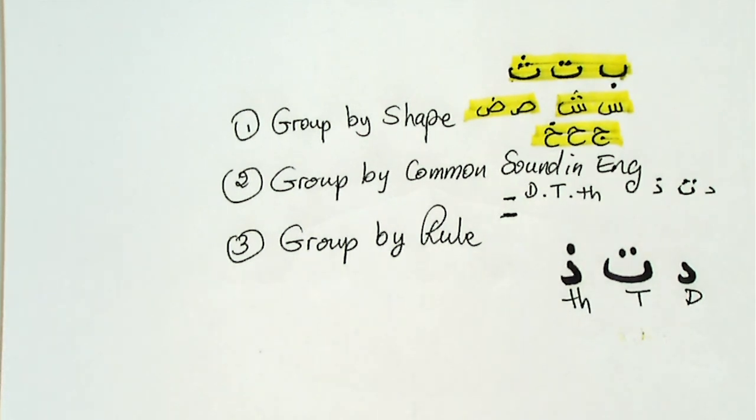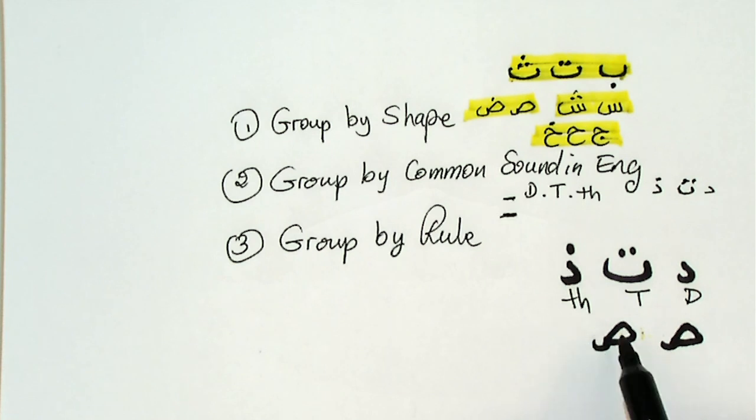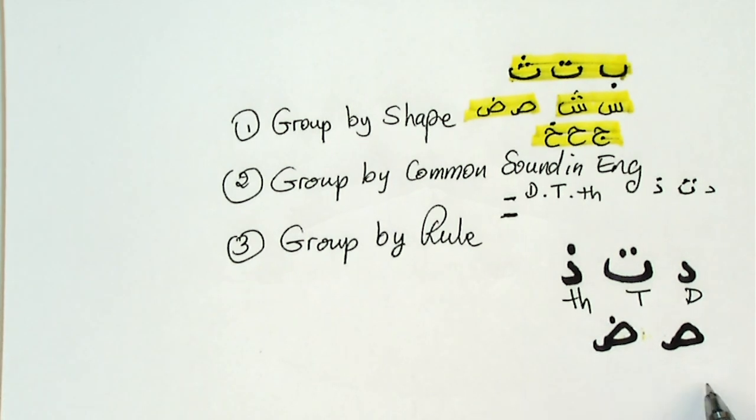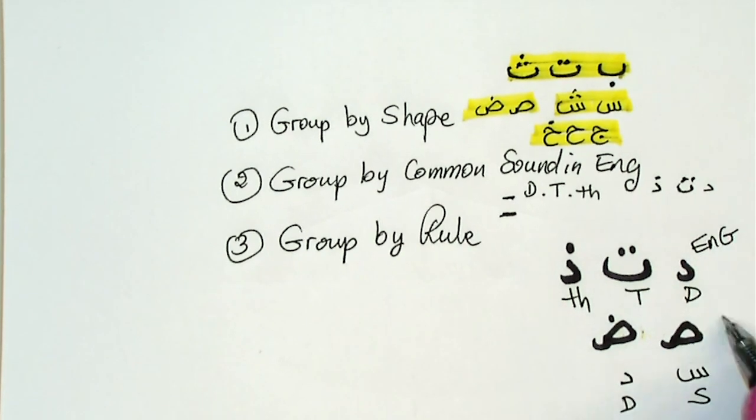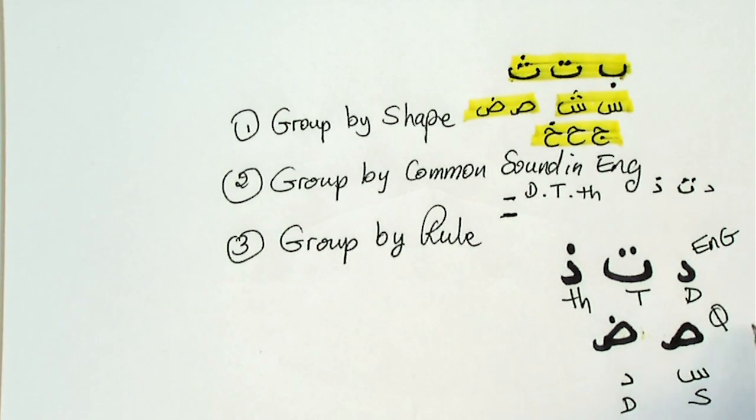But we do have certain sounds that do not exist in English. We have sod and dod. And sod and dod are deep sounds of the soft English sounds seen, S, and then dal, D. So when we group by sounds, we remember these exist in English. We do have them in English. These, we do not have them in English.